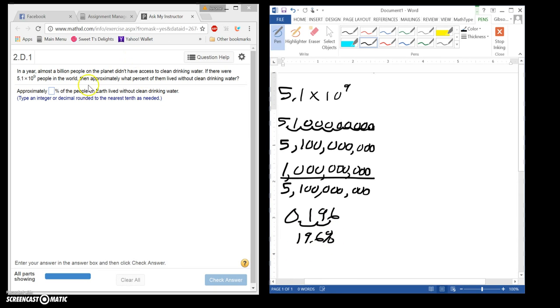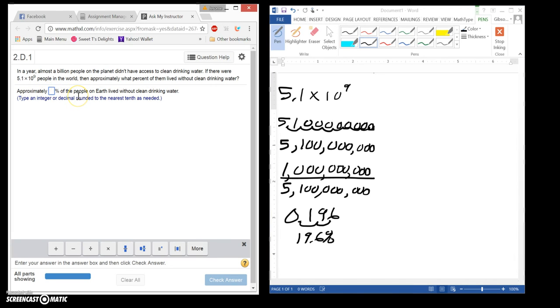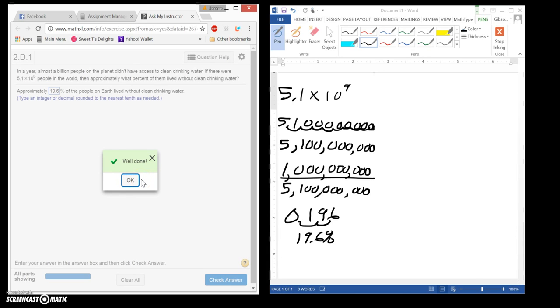Now we need to put that value in. So we have 19.6. Check our answer, and job well done.